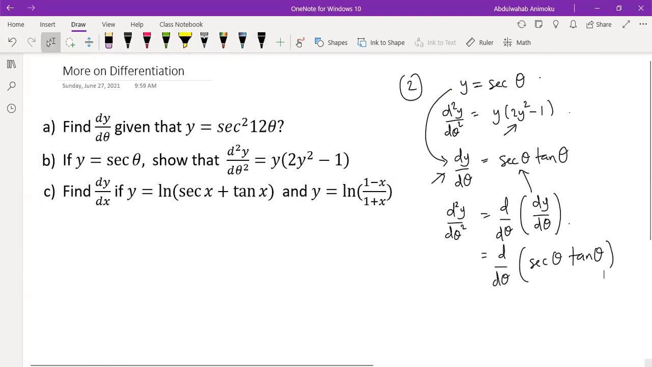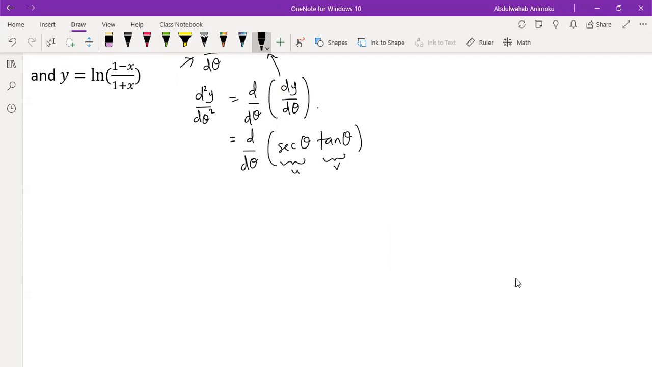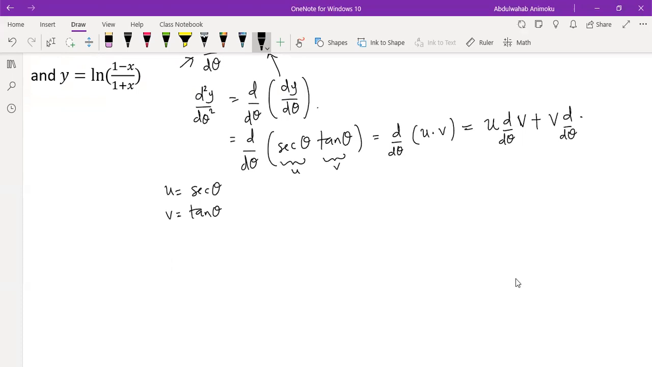This is quite easy for most people, because when you have the derivative of a product of two functions, we know how to deal with that. It's just the product rule, because we have a product of secant theta and tan theta. All you need to do is substitute a variable for each, so you have to find the derivative of the product of two functions, where the first function u is secant theta and the second function v is tan theta. The answer is: we leave u, then multiply by the derivative of the second function, plus we leave v, multiply that with the derivative of the first function.